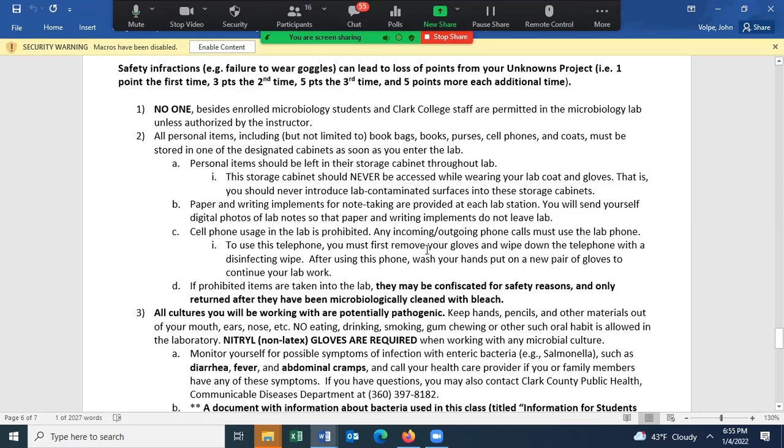Your cell phone can be put in your backpack in the cubbyhole, but to use the phone while you're in the lab, you'd have to first take off your gloves, take off your lab coat, wash your hands, grab your phone, go outside of the lab, make the phone call, come back into the lab, put away the phone, wash your hands, put on your lab coat, and then put on your gloves. So generally, you don't want to use a phone while you're in the lab.